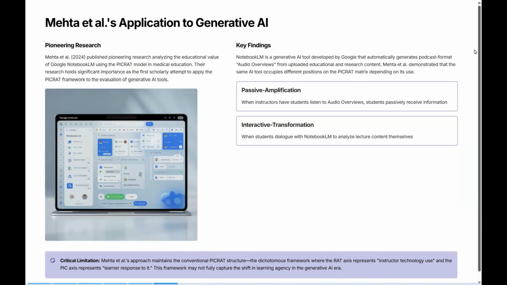Meta and colleagues applied PICRAT to generative AI. They studied Google Notebook LM in medical education. They showed that the same tool can have different effects. It depends on how students use it. But their approach had limitations. They kept the old structure, teacher design and student response.